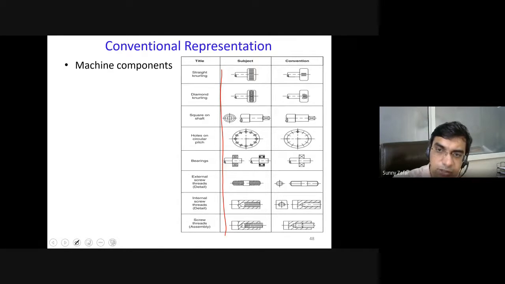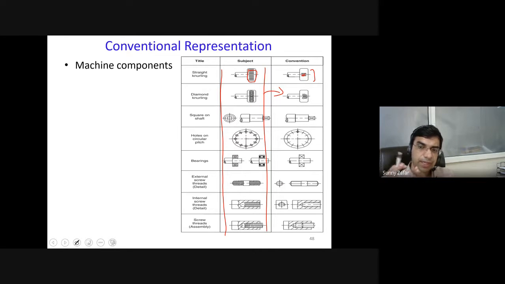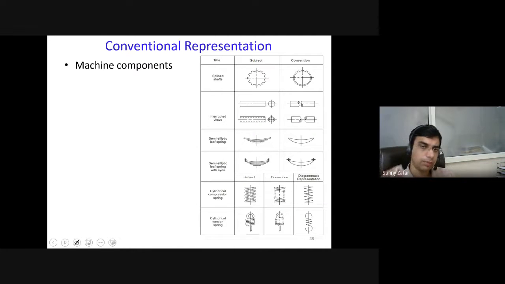Subject means this is the actual thing, but while drawing it, we draw it in a simpler way. For example, in straight knurling, instead of showing the knurling on the complete part, we will only show the knurling near the center line. Avoiding the complete representation will save a lot of time, and accordingly we can use this type of convention for showing different parts like bearings, external threads, internal threads, and so on. In a similar way, you can explore shafts or springs and so on.